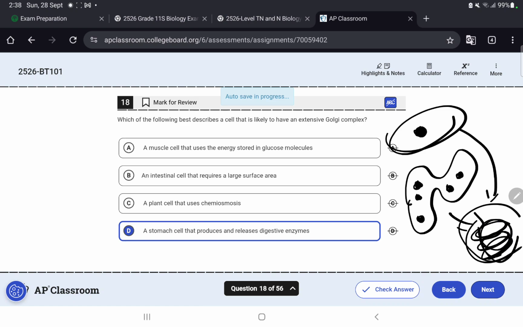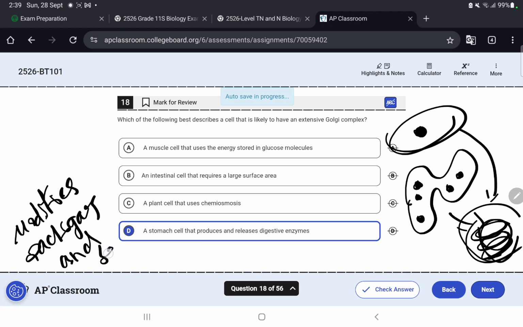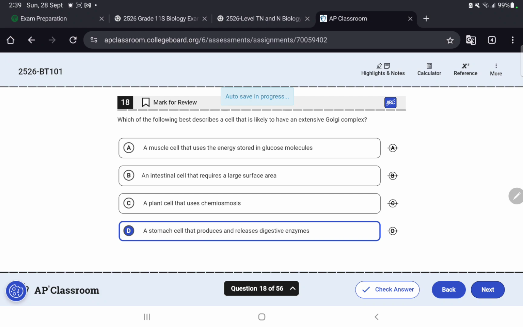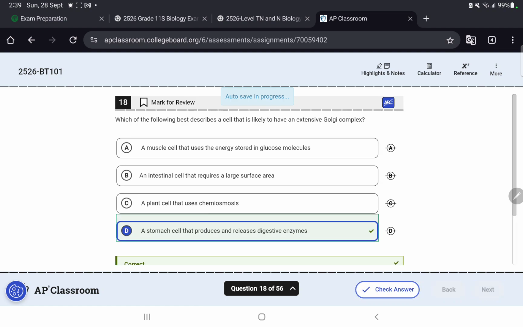It goes to the Golgi complex here, and then the Golgi complex modifies the proteins, packages, and sends them. Which is why a stomach cell that produces and releases digestive enzymes would have an extensive Golgi complex. Why enzymes? Because enzymes are proteins. Remember that. And the answer is correct.